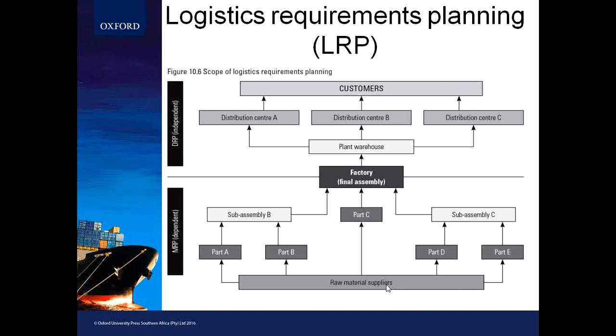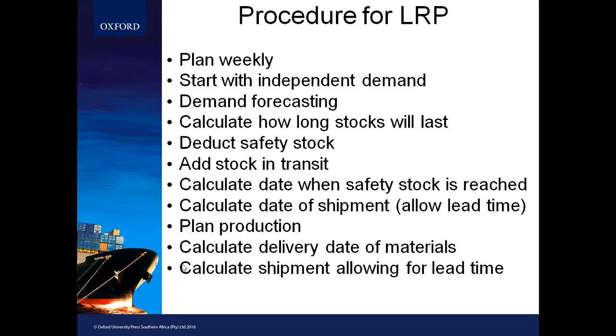If you see on the left side, MRP and DRP implementations, that is depending on those particular areas. So the logistic requirement planning aims to reduce total inventory in the supply chain by reducing the reliance on demand forecasting all the time. As simple as that. Procedure for a particular logistic requirement planning: plan weekly, start with demand and so on. You can check out the requirements for this.